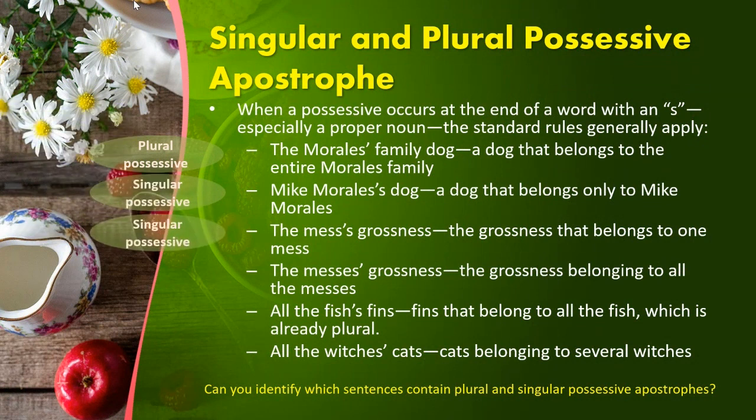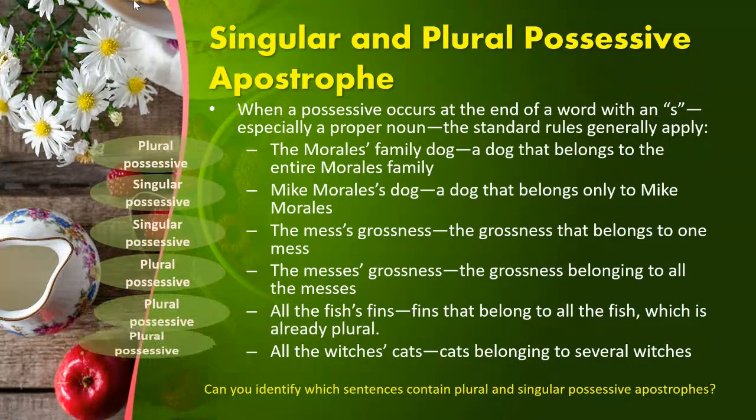The third example contains a singular possessive because the grossness belongs to one mess. The fourth example contains a plural possessive because the grossness belongs to all the messes. The fifth example contains a plural possessive because the fins belong to all the fish, which is already plural. The final example is also plural possessive because the cats belong to the plural witches.